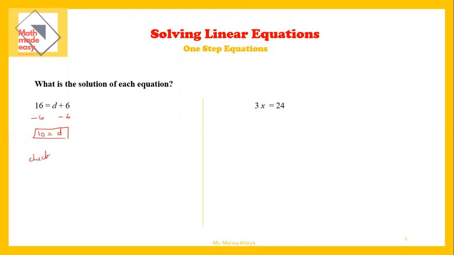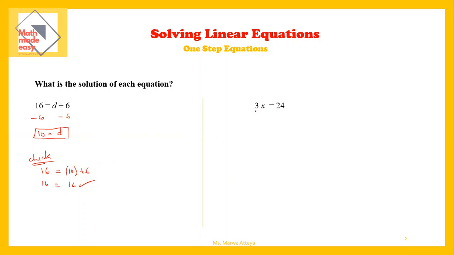Now, let's check if that's true. If I'm going to remove d and put the value of d, which is 10, and add that to 6, and check if that's equal to 16 or not. Well, 10 plus 6 is 16, so yes, they are equal to each other. So again, our main goal is to isolate the variable without changing the balance of the equation. If we do anything, we're going to do it to both sides of the equation.